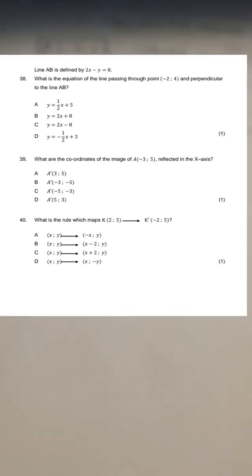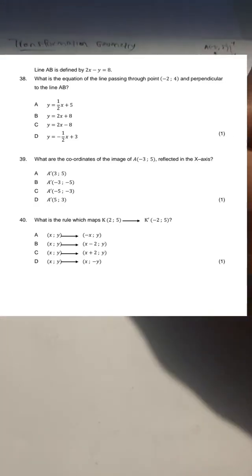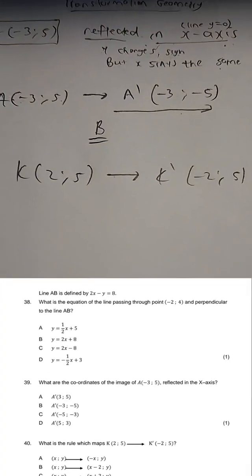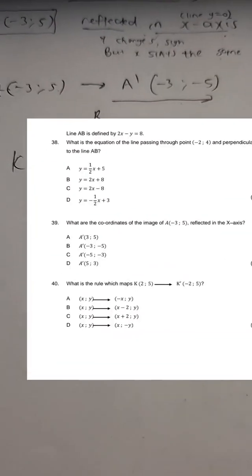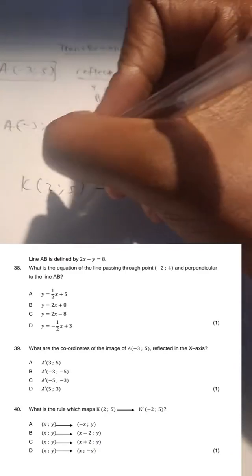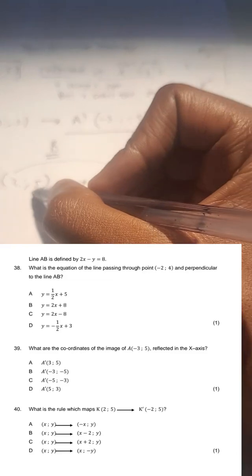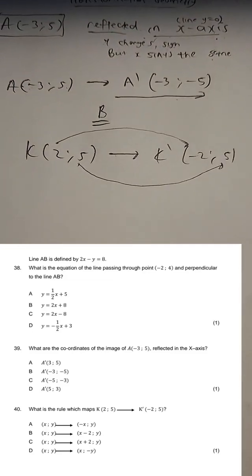Number 40 says, what is the rule which maps K (2, 5) to become the image of K, which is (-2, 5)? What is the rule which maps this? So if we look at x, what happened? If you look at y, what happened?